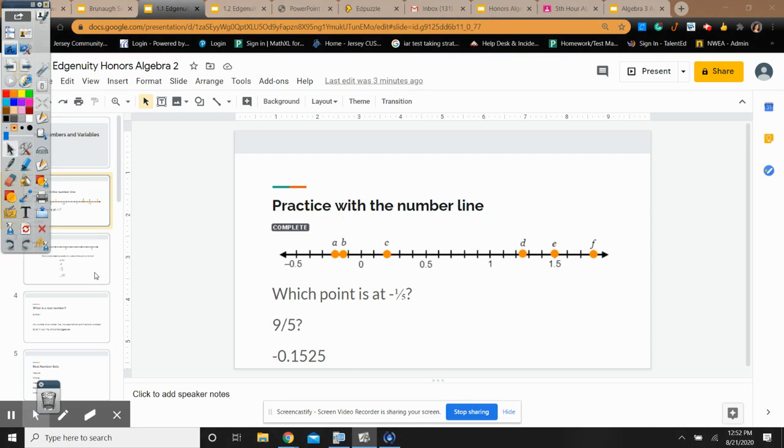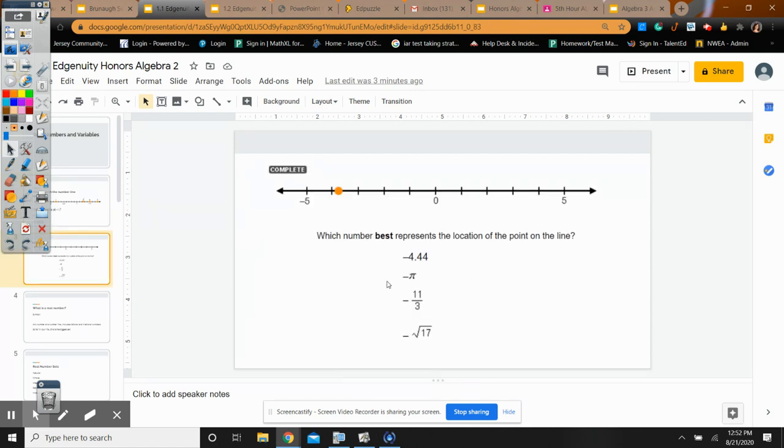Okay, that's complete review, and it might seem like baby stuff. This can also be a little bit confusing. Which one of these best represents this point? Well, clearly we're going by ones this time. It looks pretty close to -4. Now, it's not -4.44 because that would be beyond that. Pi as a decimal approximation will help you here, is about -3.14. -1, -2, -3. Well, that's reasonable, but I would think that would be closer to here.